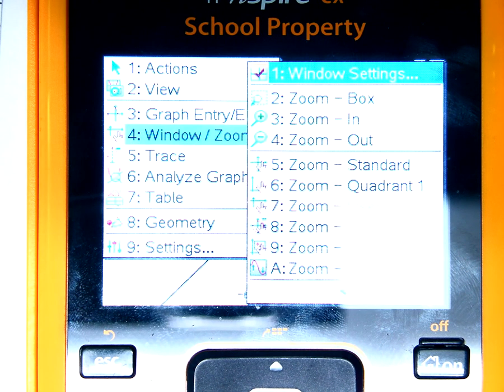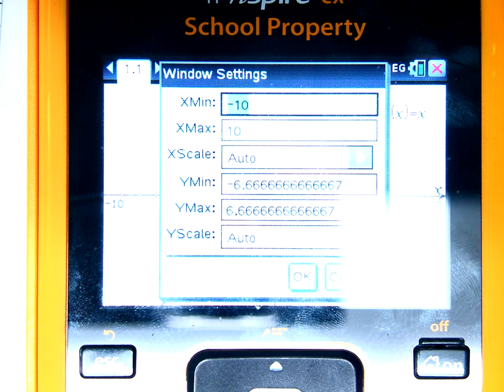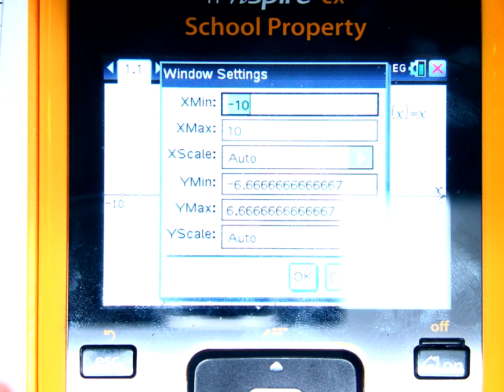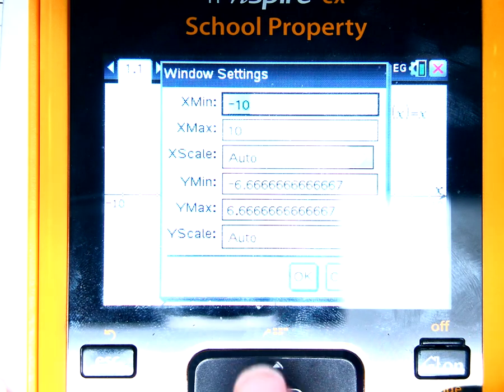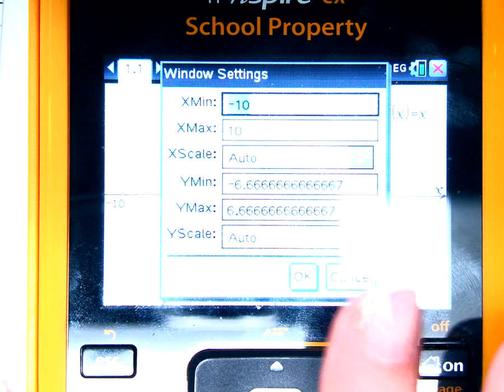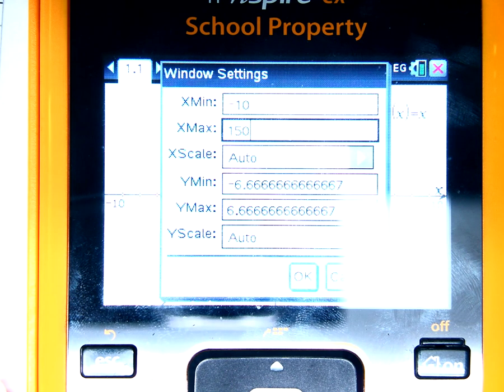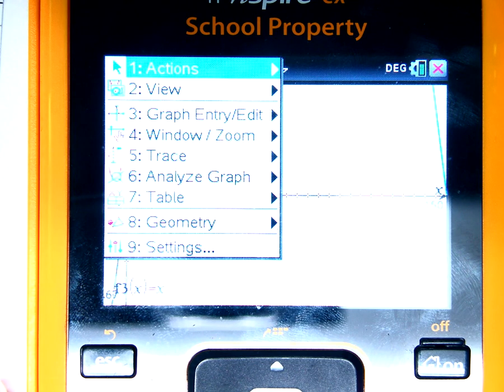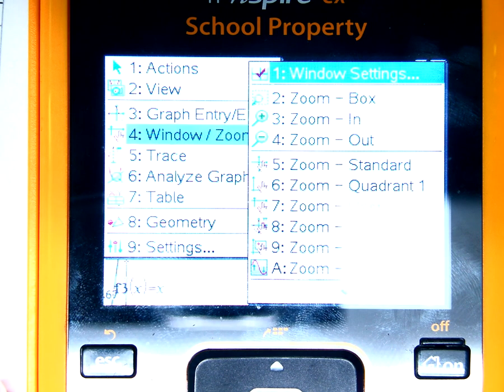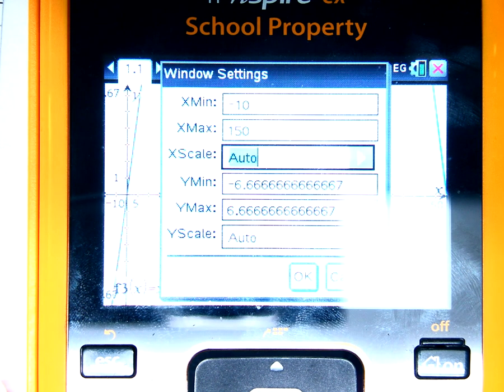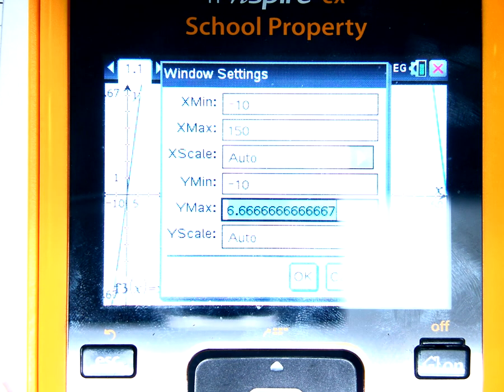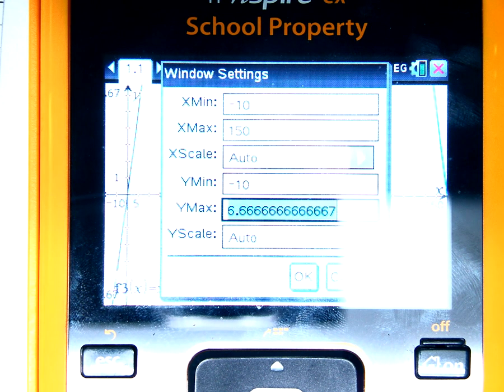How am I going to know what to set my window at? Yeah, look at the graph that they give you, right? It goes from 0 to what? 150. I'm going to leave it at -10 because I want to be able to see the axis. But I'm going to go to 150 just like it asks. Oh no. Menu, window. I forgot to set my Y's. Tab, tab, tab. I'm going to let this be -10. And how far up do I need to go? Also 150, right?